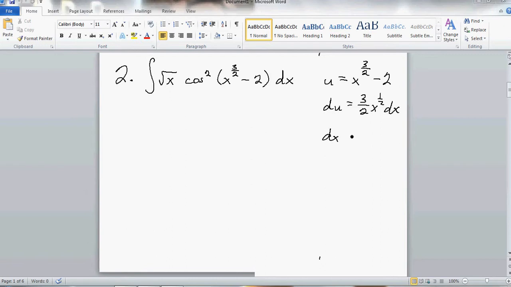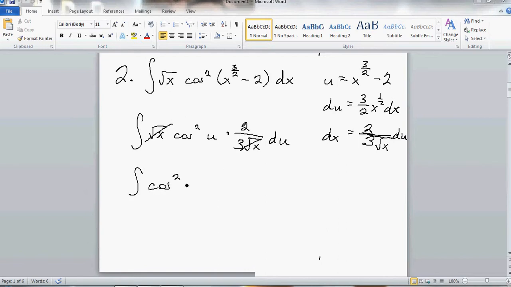And so dx would equal 2 over 3 root x du. So now we just substitute back in. We don't have anything for the square root of x. It's going to be cosine squared of u, and then dx is going to be 2 over 3 root x du. And notice the root x and the root x cancel each other out, so we're left with 2/3 cosine squared of u du.